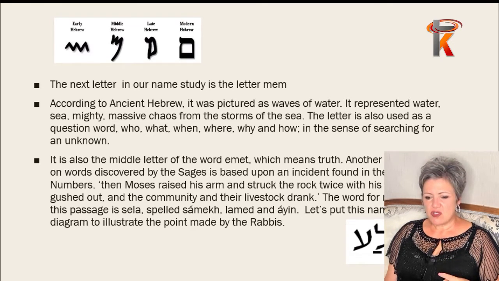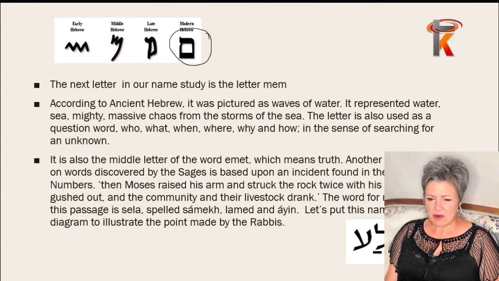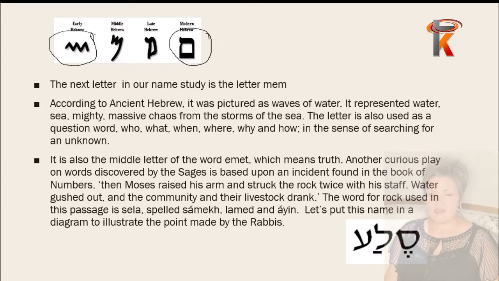Now let's go to the next letter. The next letter is Mem. This is how we write it today. That's the ancient. Can you think how it looks like? That Mem, it looks like waves. It looks like water. And you get the word mayim, and it means water. That's where you get it from. Now, according to ancient Hebrew, it was pictured as waves of water. It represented water, sea, mighty, massive chaos from the storms of the sea.